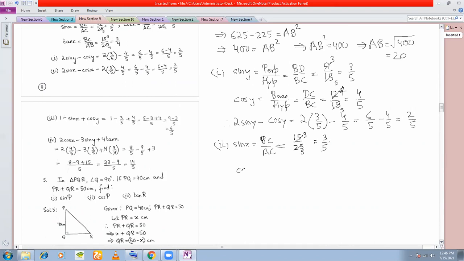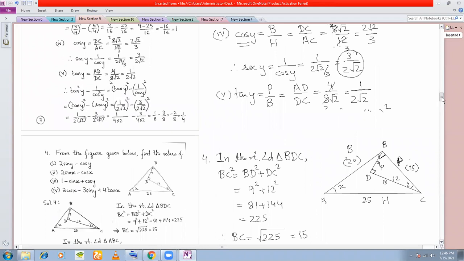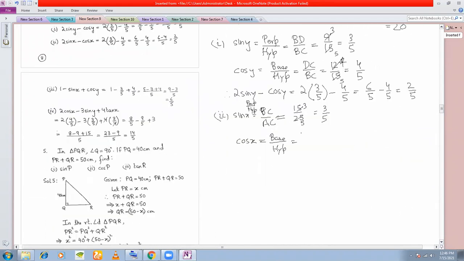Next, we need to find out cos x. Cos x here is, sorry, I forgot to write here. This is perpendicular by hypotenuse. This is base by hypotenuse. In the bigger right angle triangle, which one is the base? The base here is AB and hypotenuse is AC. So AB by AC, 20 by 25.